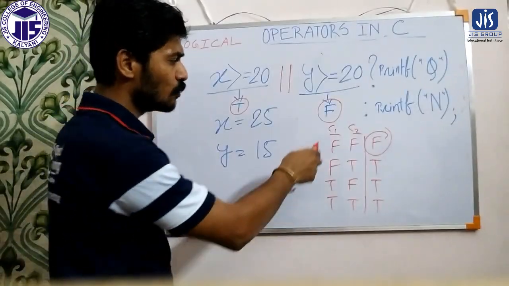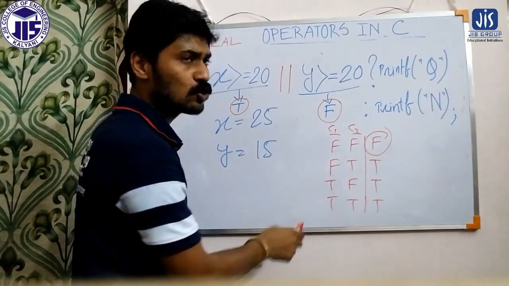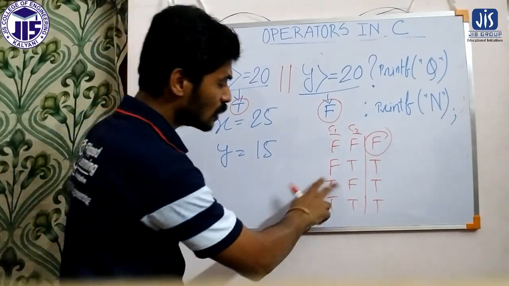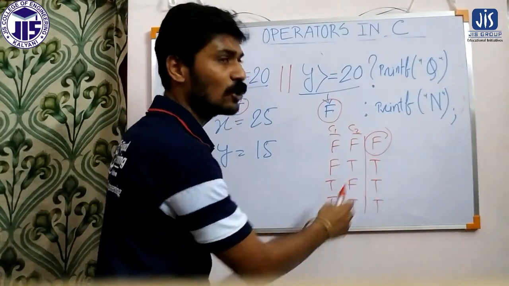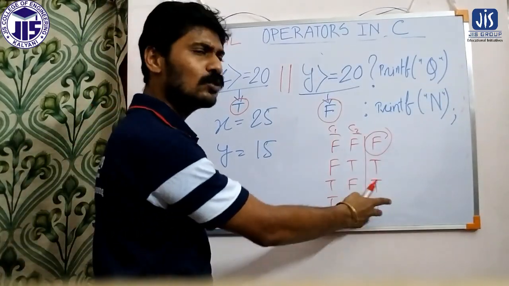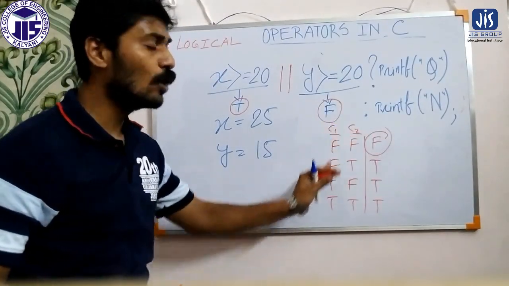If any of the conditions is true, here condition 1 is false but condition 2 is true, then it will also be a true condition. Just the opposite, condition 1 true, condition 2 false, then also it will be a true condition. And if both are true, then obviously it will be a true condition. So that is the rule of logical OR.